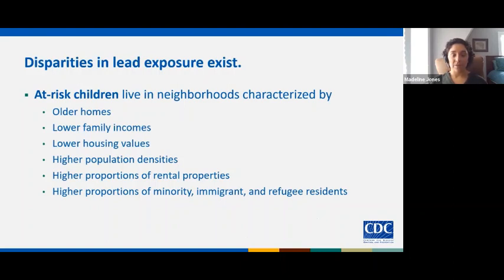Despite the progress made in reducing child blood lead levels, there is still room for improvement. So yes, fewer US children are exposed to lead hazards now than they were 40 years ago, but the remaining children affected by lead exposure are not randomly dispersed throughout the population. They are primarily concentrated in neighborhoods characterized by older homes, lower family income, lower housing values, higher population densities, higher proportion of rental properties, and higher proportions of minority, immigrant, and refugee residents.